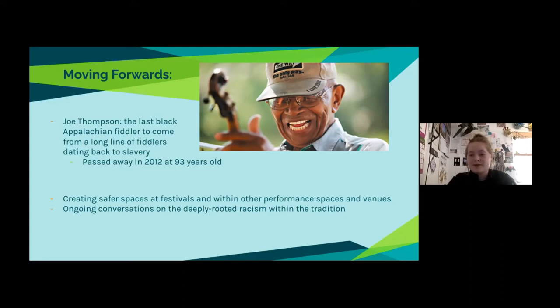There's also been a very big rise in ongoing conversations on the deeply rooted racism within this tradition. With that being said, I'd say that the future of the tradition still appears relatively optimistic. As change keeps happening, it's possible that Appalachian music will become more of a safe and welcoming community, as well as more diverse, and start working backwards again.